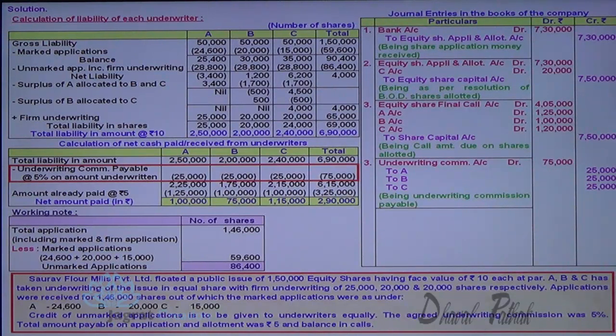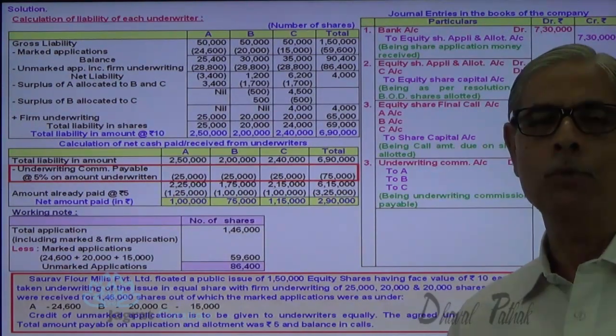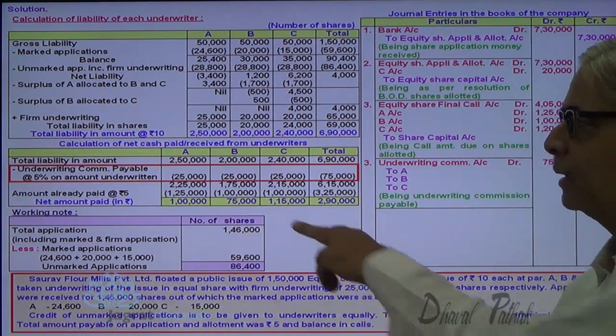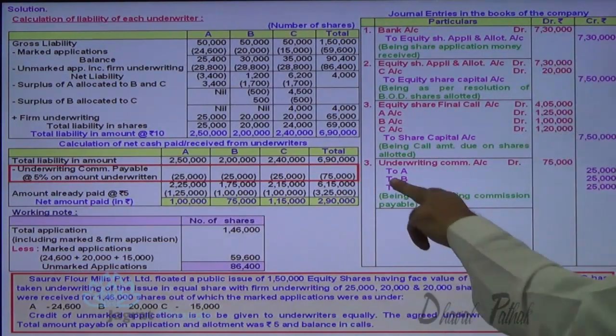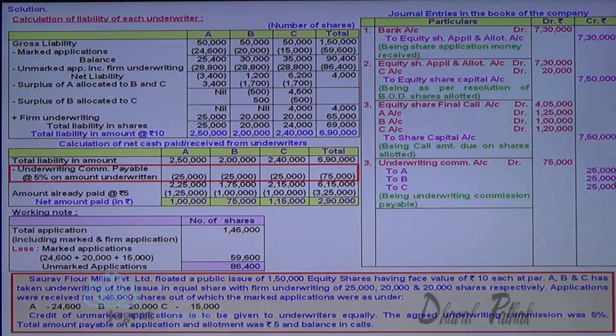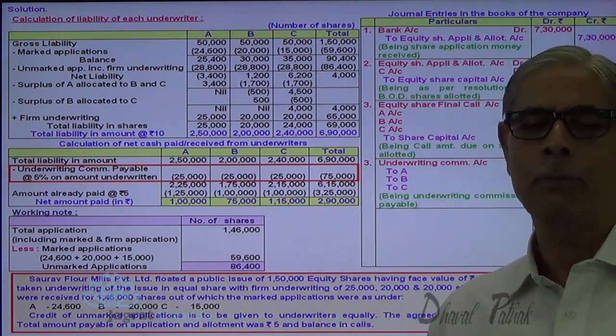Now final call dues from A, 1,25,000. Adjustment of underwriting commission 25,000. So the net amount that I am going to receive from A is 1 lakh, that is already mentioned here. Now B, final call dues from B, 1 lakh. Underwriting commission that gets adjusted against 1 lakh, 25,000. So 75,000 is the amount that I am going to receive from B.